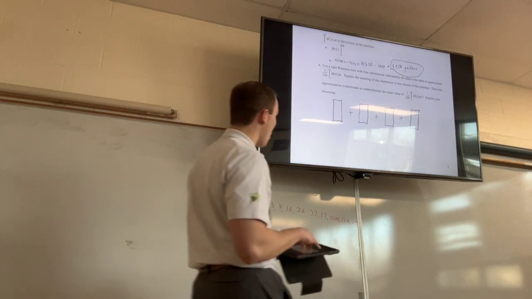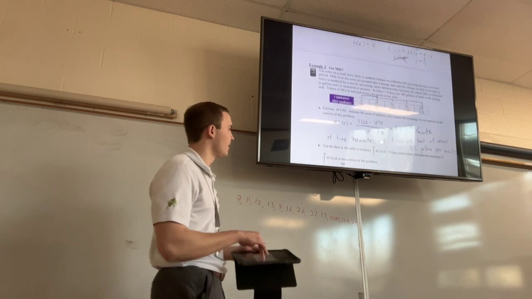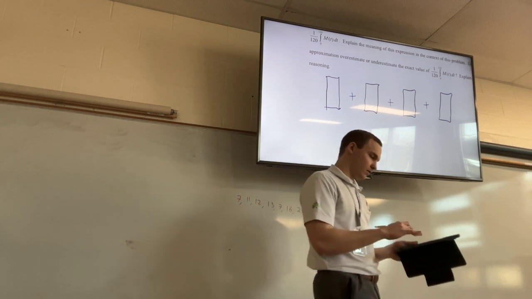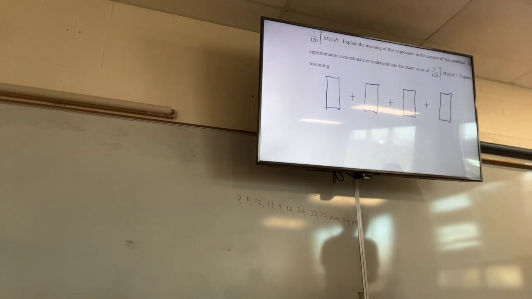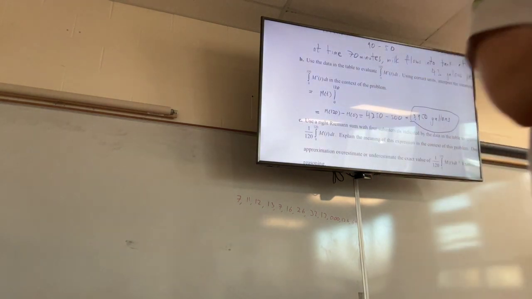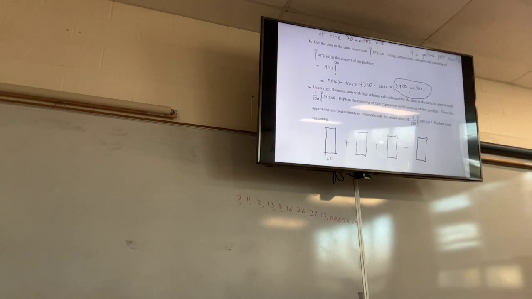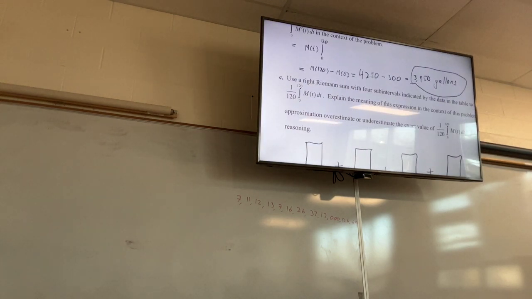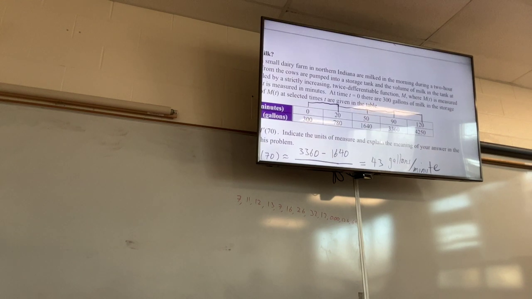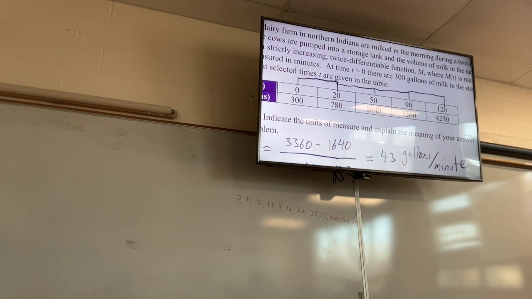I'm going to have 4 rectangles. What's the width of all my rectangles? Actually, they're going to have different widths. Let's look at that first rectangle. What's its width going to be? 20. The width does not depend on left or right. What's the height going to be, since it's a right Riemann sum? Here we go. With the second rectangle, width 30, height 1640, okay?